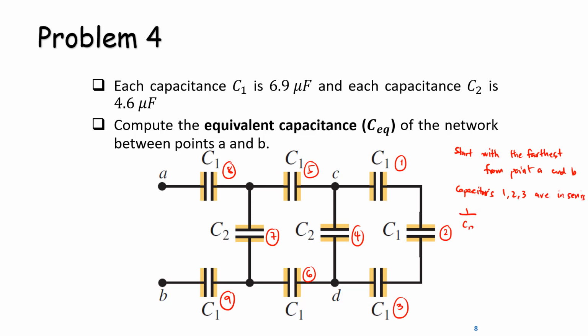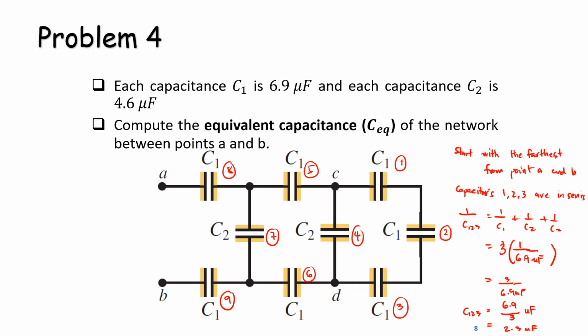Therefore, 1 over C123 is equal to 1 over C1 plus 1 over C2 plus 1 over C3. So your C1, C2, C3 are all C1s, so you have 6.9 microfarad. You have 3 multiplied by 1 over 6.9 microfarad, so you have 3 over 6.9 microfarad. Or your C123 is equal to 6.9 over 3 microfarad. So you will get 2.3 microfarad. You now have a single capacitor replacing these 3 capacitors.